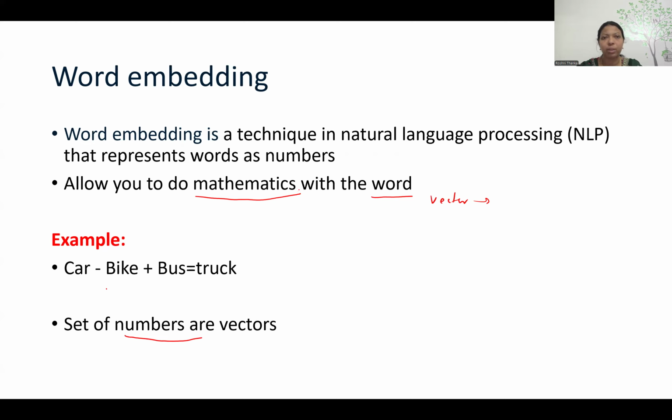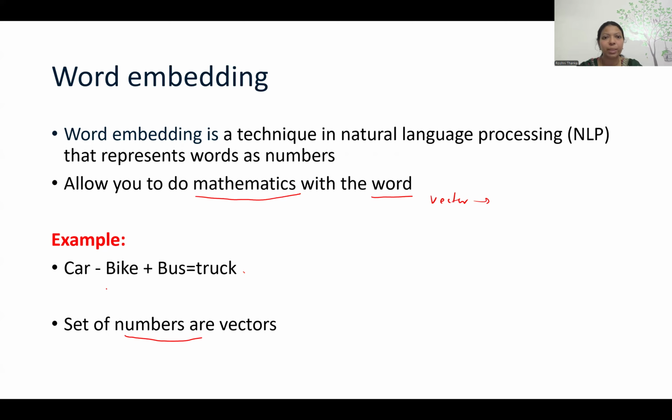When we give a number, it means in terms of vectors. Vectors means a set of numbers representing many features about the word. So when we give a word a vector, we are able to do some mathematics over the word. So that is what word embedding is. Word embedding means for a word we assign a vector.